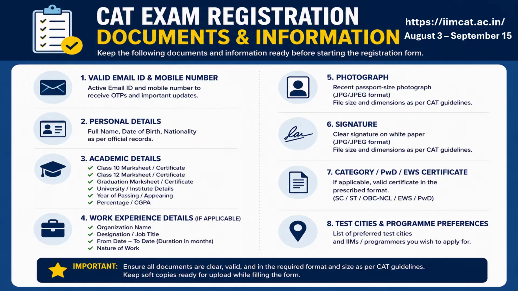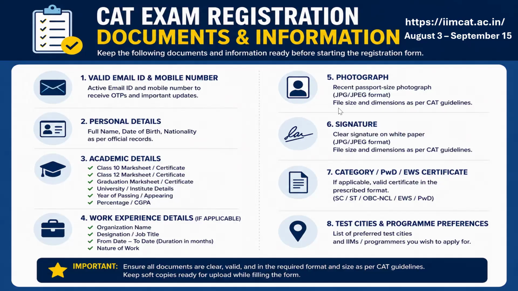Okay. Personal details, academic details, work experience, your recent photograph. The format should be JPG format. Signature, your category, PWD, EWS certificates, and which cities you would prefer for the exam, right? City centers, which are the centers that you would prefer. So that list you need to have handy with you. So these are the things that you need. You can take a screenshot of this, right?